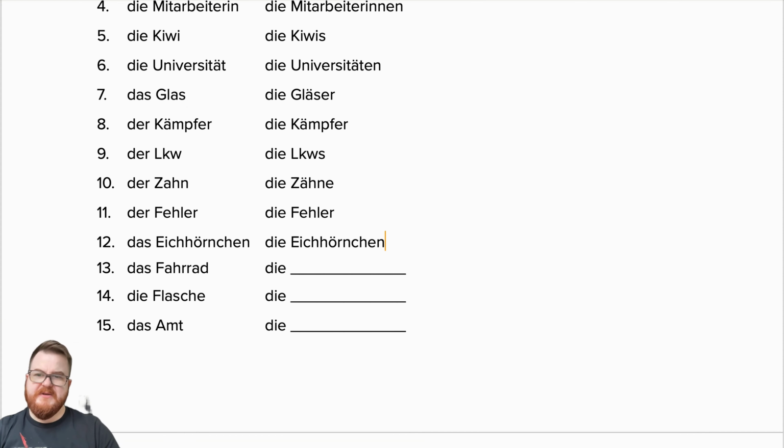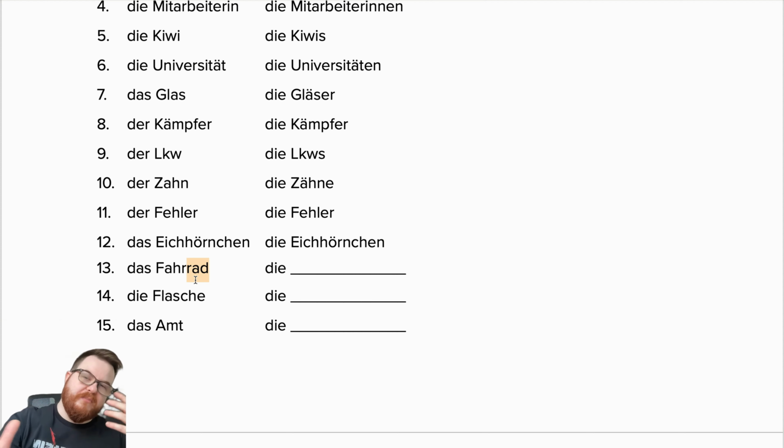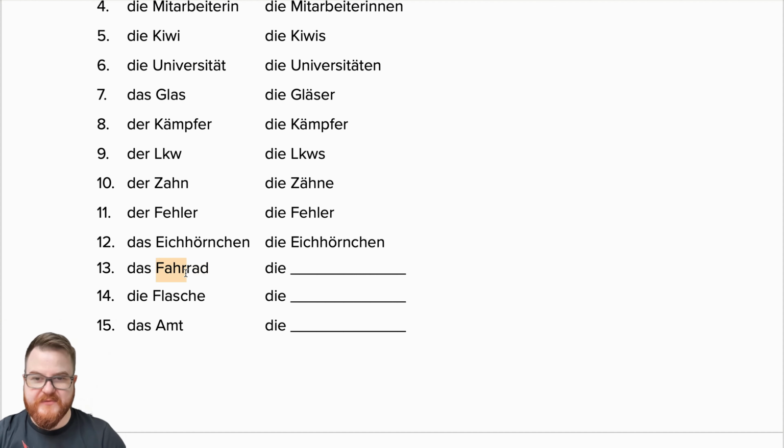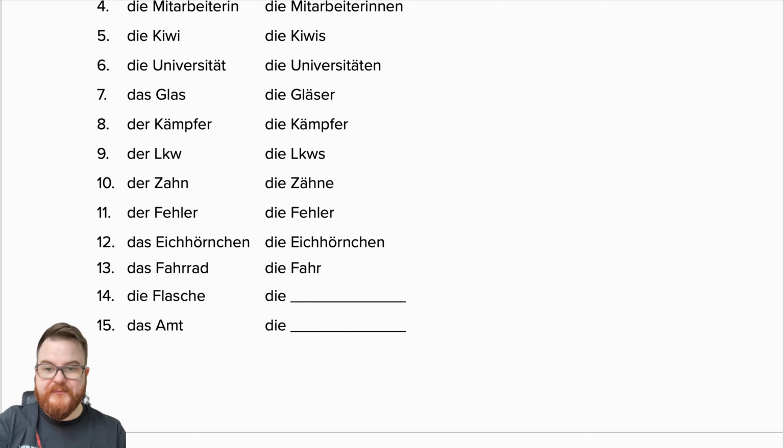Das Fahrrad, this is a bit of a trick one. So actually, this is a compound noun. So a noun that has something added onto it, either another noun or a suffix or a prefix. In this case, we have a prefix of the word fahr, which means like a journey or travel, and rad, which is wheel. So a bicycle is a traveling wheel. And the word rad is neuter. It's one syllable, so we need an umlaut and an er. So the plural should be die Fahrräder.